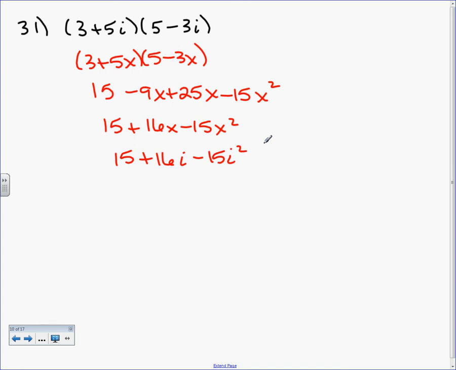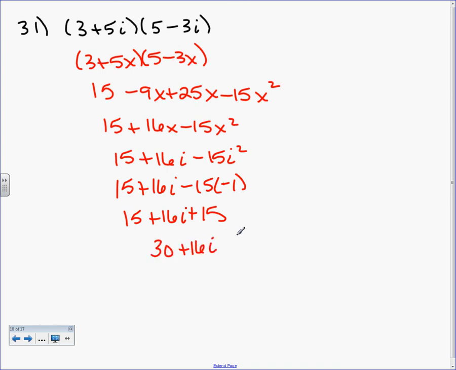Again, after today, you're not going to do the x thing, but I just want you to know that it's the same. What's wrong with it? i squared. Can't have it. What is i squared really? A negative 1, right? So I literally replace i squared with a negative 1. Two negatives make a positive. So I have 15 plus 16i plus 15. Combine like terms. What do I have? So 30 plus 16i. That's it. The i has to come in the back.